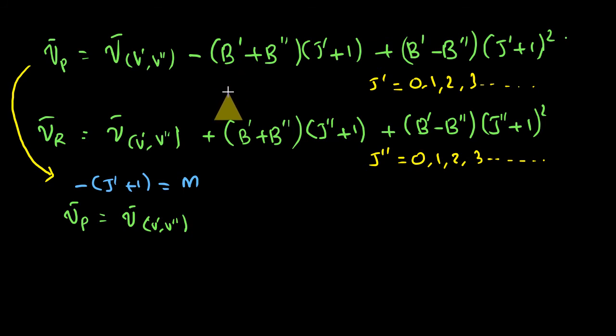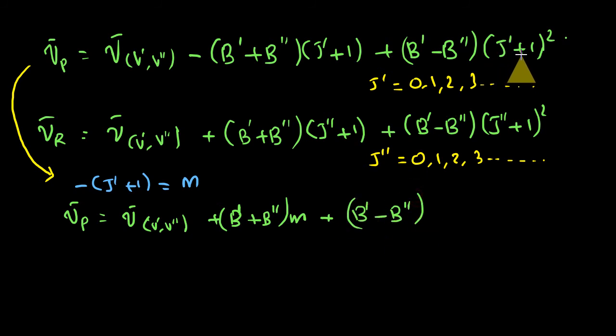So I can write b prime plus b double prime into m, because m is equal to this minus and this together. Then plus b prime minus b double prime into j prime plus 1 the whole square. What is j prime plus 1 the whole square? It is minus of j prime plus 1 the whole square, because minus square is equal to plus 1. So I can write it like m square. So I have a new equation in terms of m. Here m in this equation is minus of j prime plus 1.